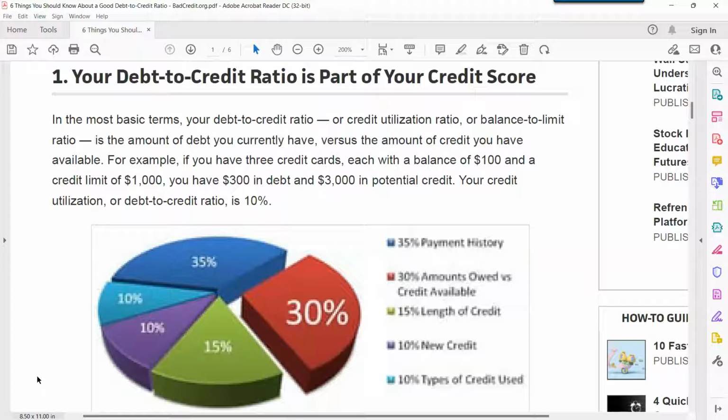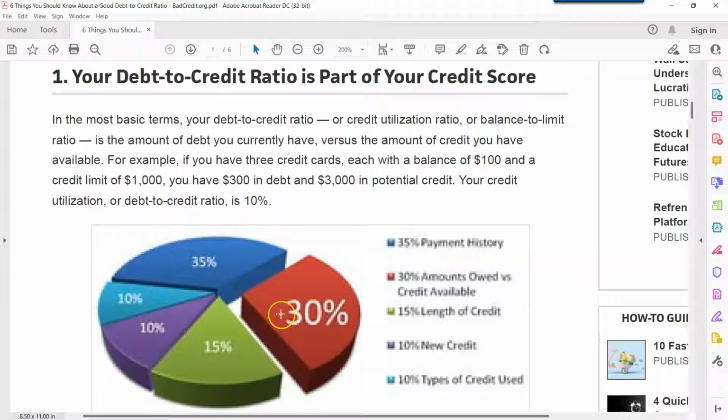For example, if you have 3 credit cards with a balance of $100 and a credit limit of $1,000, you have $300, $100 on each card, right, in debt, and $3,000 in potential credit. So that would make your debt to credit ratio, or your utilization rate, 10%.